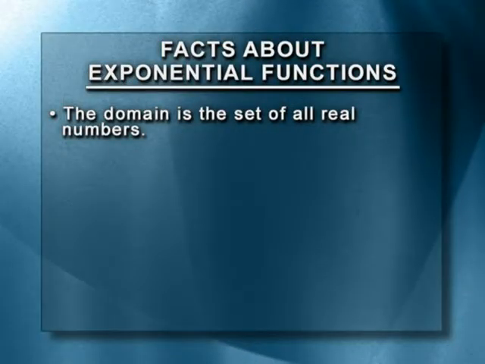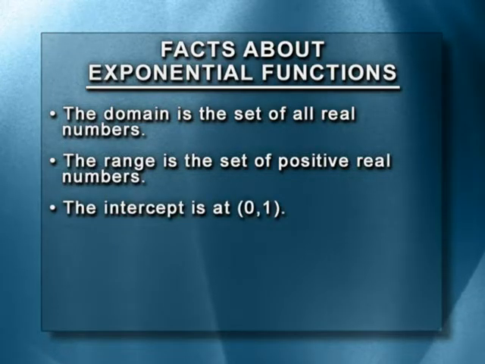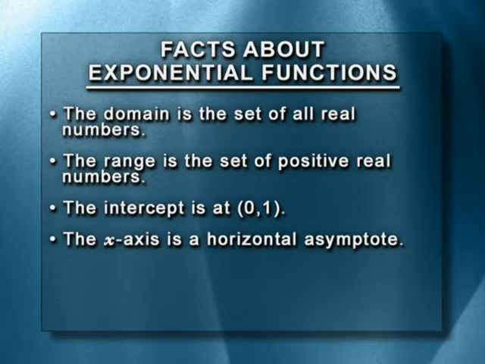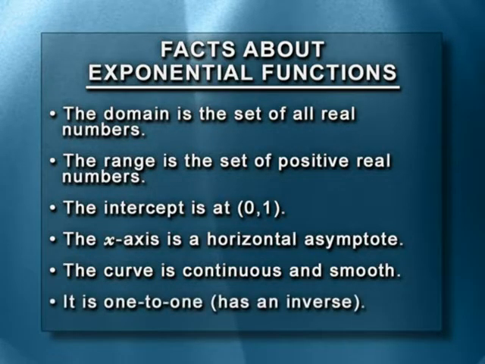Here are some facts about exponential functions we should keep in mind. The domain is the set of all real numbers. They're defined everywhere. But the range is positive real numbers. Those graphs were above the x-axis. And the intercept was at (0, 1). The x-axis is a horizontal asymptote, and we saw that in both pictures. And the curve is a good-looking curve. It's continuous. It doesn't have any breaks in it. And it's smooth. It doesn't have any sharp corners. And as I said earlier, it's one-to-one. It passed the horizontal line test, so it does have an inverse.